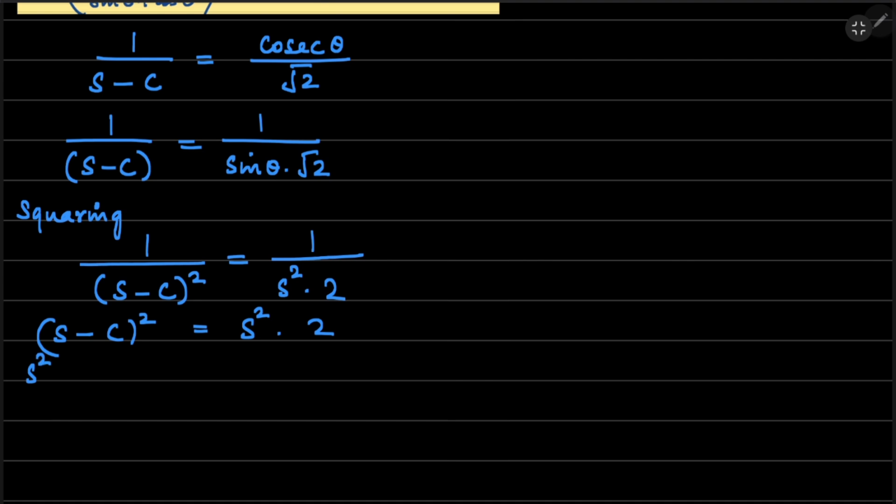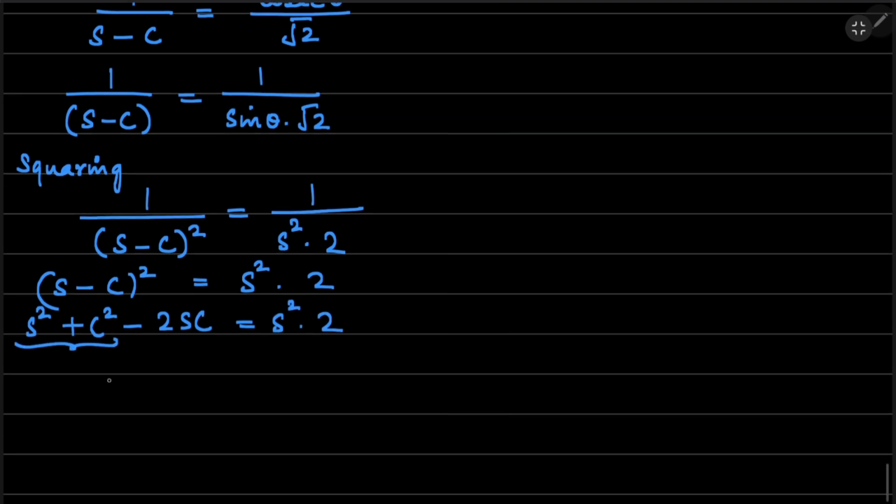This is nothing but just expand it. Sin square theta plus cos square theta minus 2 sin theta cos theta is equal to sin square theta multiplied by 2. What is sin square theta plus cos square theta? It is equal to 1. So 1 minus 2 sin theta cos theta equal to 2 sin square theta. So what is 2 sin theta cos theta?